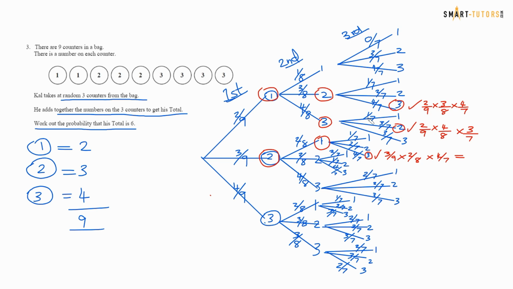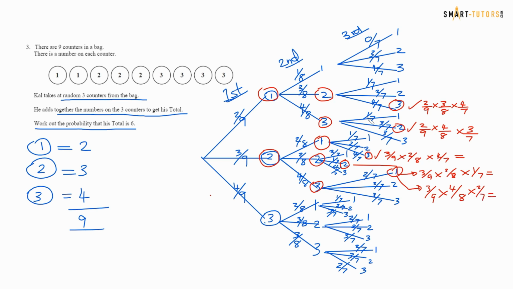And 2, 2, 1 is not going to come. 2, 2, 2 is going to come because it totals 6. So 2, 2, 2 is 3 upon 9, 2 upon 8, 1 upon 7. Now 2, 2, 4 plus 3 is 7, 2 plus 3 is 1 and 5. So this will come 2, 3, 1, which is 2 is 3 upon 9 times 3 is 4 upon 8 and 1 is 2 upon 7.